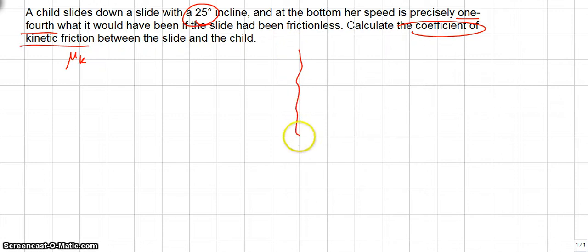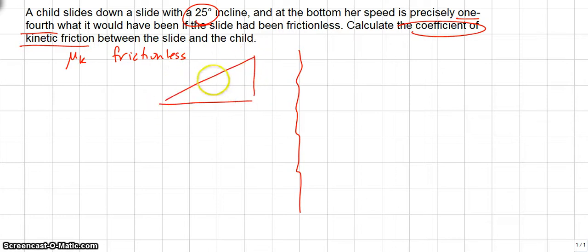So first, let's look at the frictionless case. Draw a picture of the incline or the slide, and a box to represent the child, and a free body diagram of the child: gravity, normal force. The acceleration down the slide in the x direction is the sum of the forces in the x direction over the mass, which in this case is just the horizontal component of gravity.